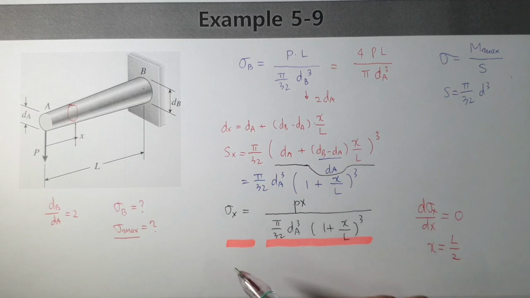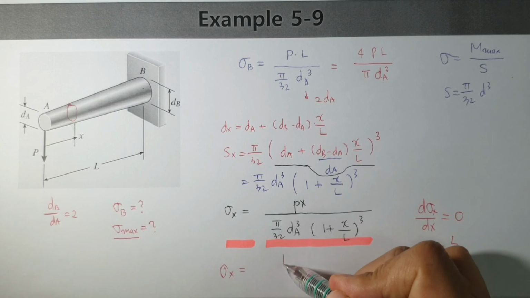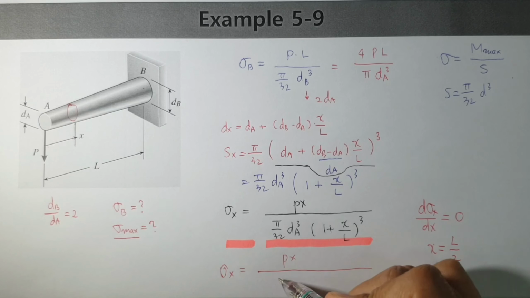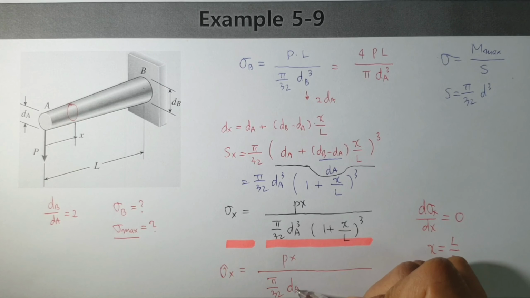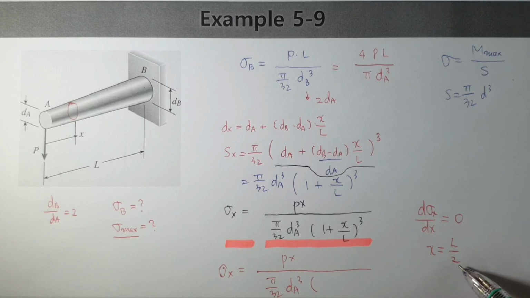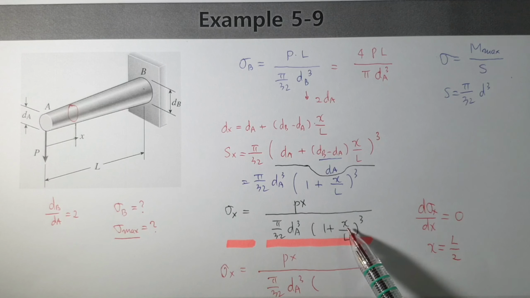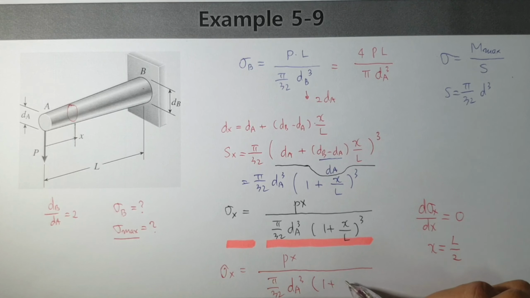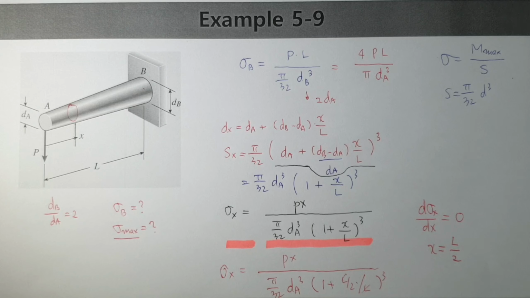When you substitute this one there, sigma x equals Px over π over 32 dA³, with x equals L over 2, and plus x equals L over 2 divided by L, cubed. We can cancel this one. Then finally we can get the sigma x value.